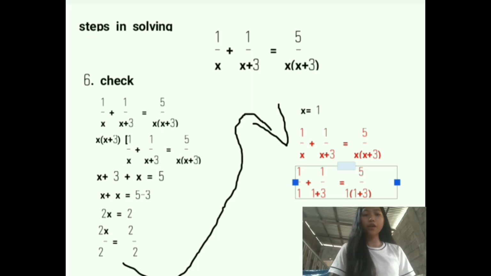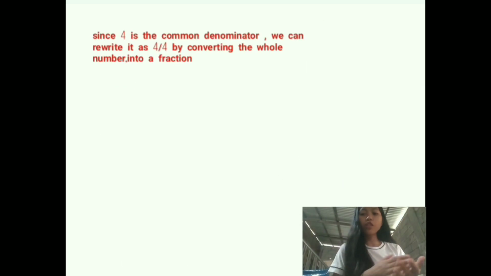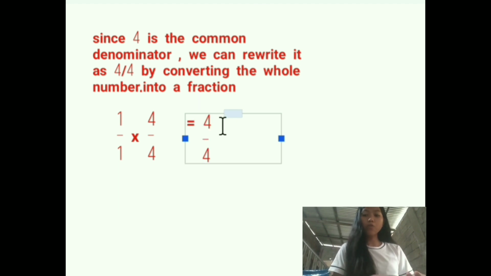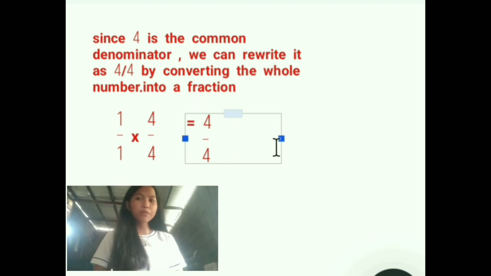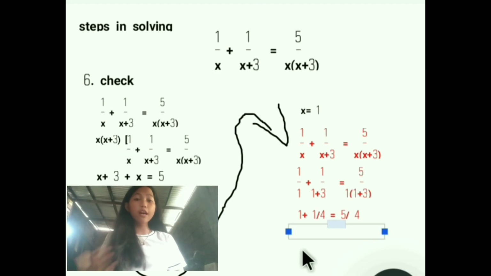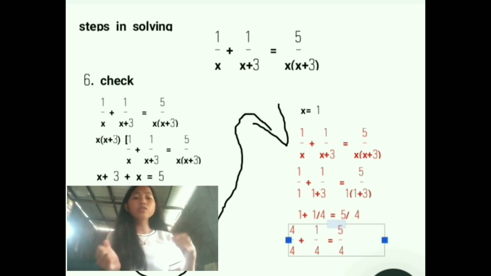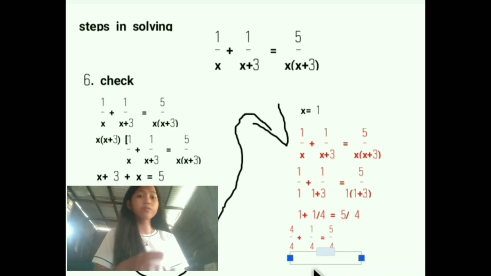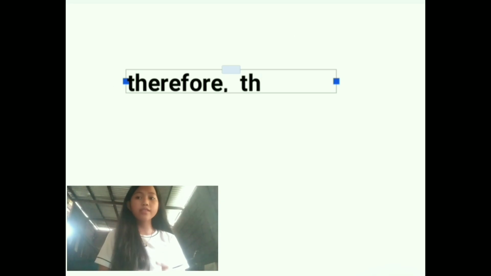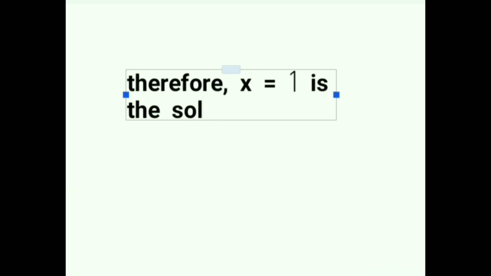Since 1 is a whole number, we need to convert it into a fraction, and since 4 is the common denominator, we can rewrite 1 as 4 over 4. To convert the whole number into a fraction, you multiply the whole number, which is 1, by the common denominator: 1 times 4 equals 4. So the answer is 4 over 4. Now let's combine. 4 plus 1 is 5. Since the denominator is the same, the answer is 5 over 4 equals 5 over 4. This confirms that x equals 1 is a solution to the equation.